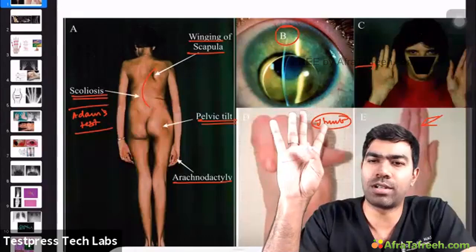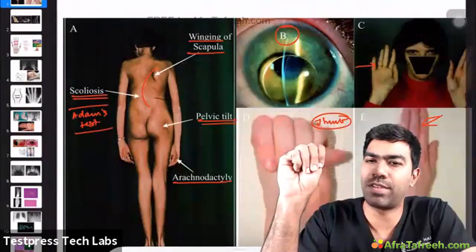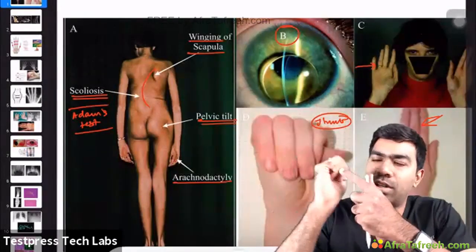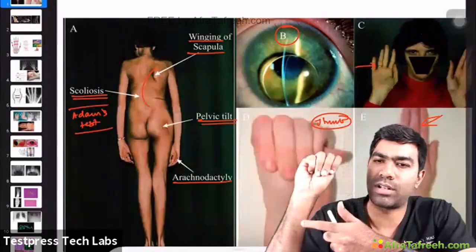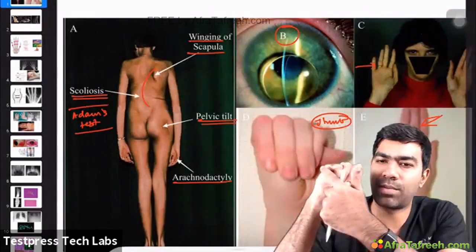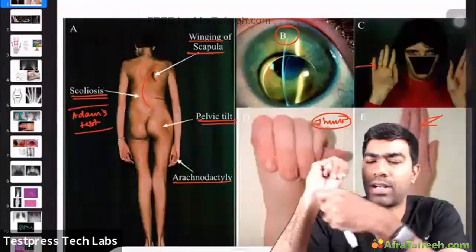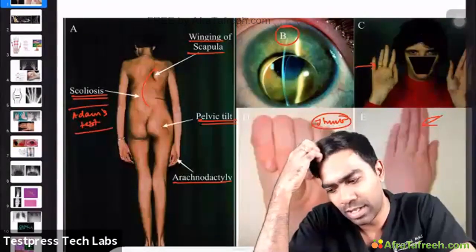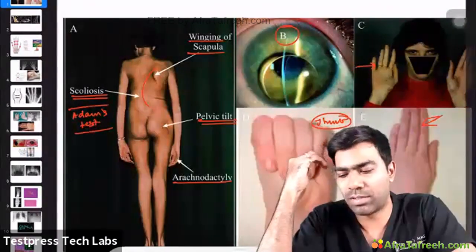So when you ask the patient to put the thumb into the palm and you make a fist like this, the thumb will exceed the ulnar border. This is the ulnar border. So the thumb will exceed the ulnar border of the palm by at least 1 centimeter or more. So that is the definition of positive thumb sign.